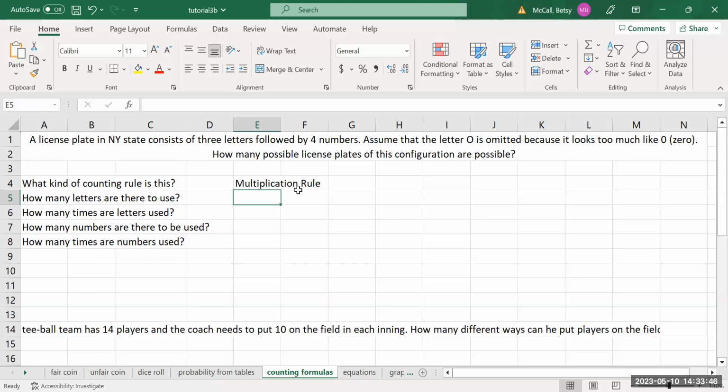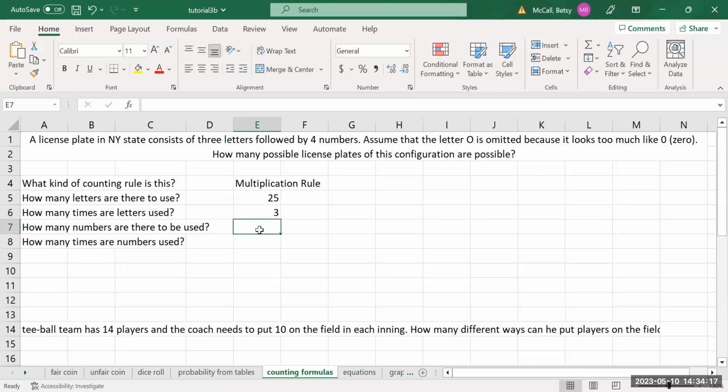For the letter portion of the license plate, each character can be any letter but O. Now, how many letters are there to use? Well, normally there are 26 letters in the alphabet, but if we eliminate O, then we have 25 letters in the alphabet. How many times are we using letters? Well, we're using them 3 times. So we're going to pick a letter, we're going to pick a letter, and we're going to pick a letter.